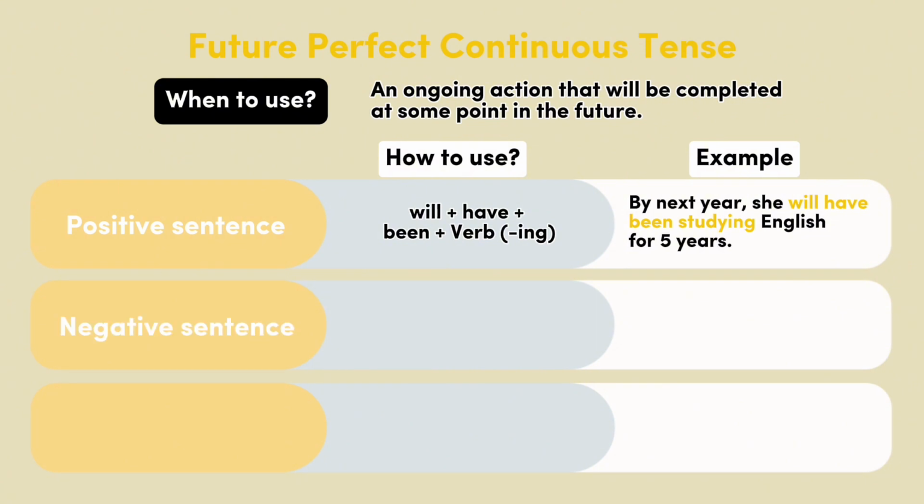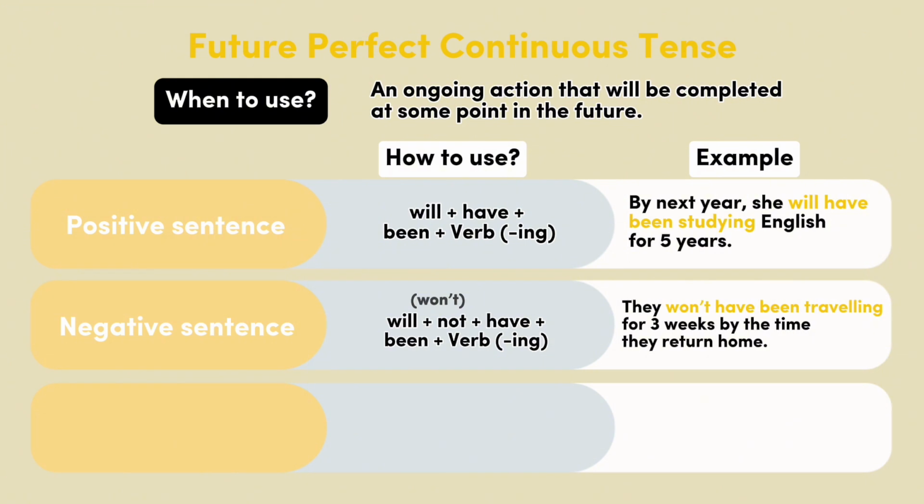Negative sentences: will not, won't, have been, present participle. They won't have been traveling for 3 weeks by the time they return home. Context: they started traveling less than 3 weeks ago, so by the time they return home, they won't have been continuously traveling for a full 3 weeks.